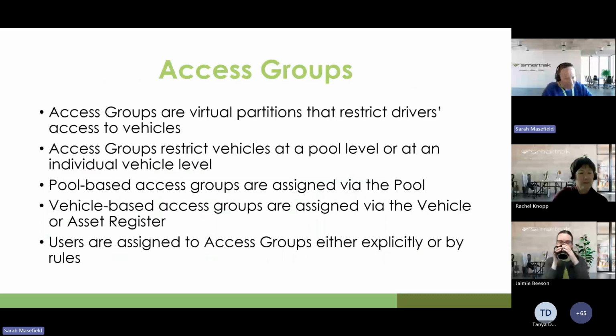So now on to access groups. So this is really where the magic happens for controlling who can book what. An access group is basically a gatekeeper. So it controls which users can see and book vehicles in certain pools. Without access groups, everyone would see all pools. And that's not always ideal, especially if you've got exec-only vehicles or field vehicles that should only be used by trained staff.